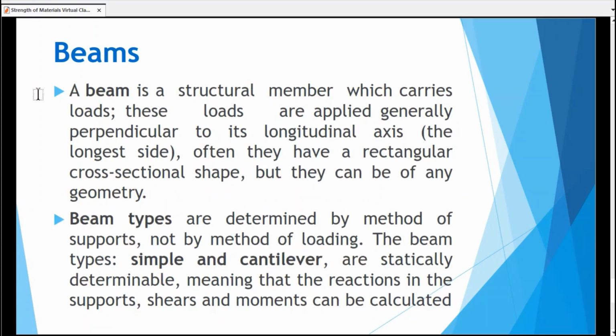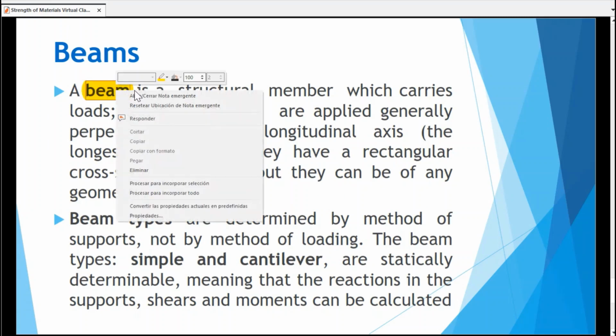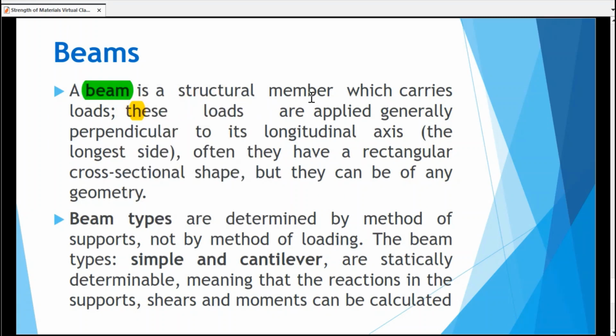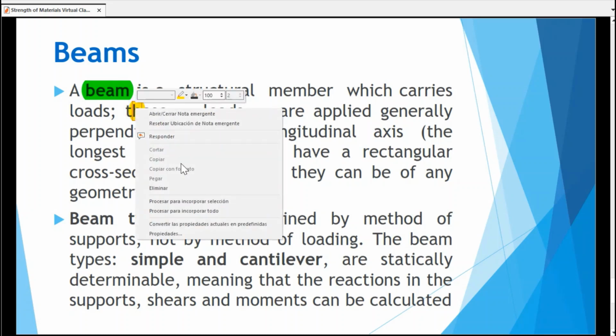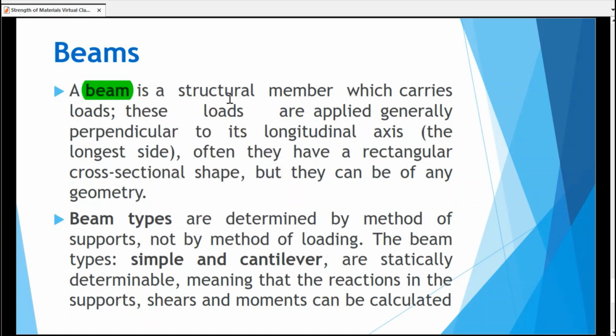I'm going to go back here. Look, this is the definition. A beam is a structural member which carries loads. This is a simple but very effective definition. We don't need something more elaborated than that. So it is a structural member that will hold, it will carry loads, in other words, the application of force. These loads are applied generally perpendicular to its longitudinal axis. That means that the force is going to be applied on the longest side.